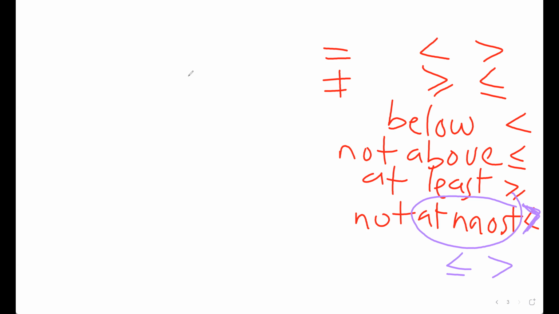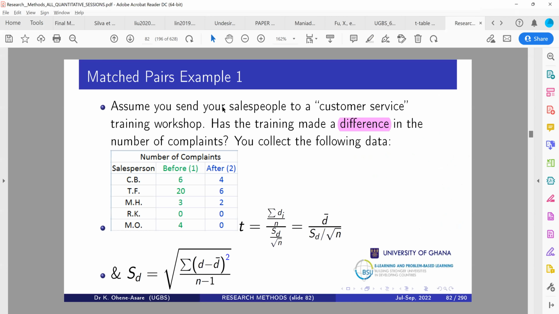Now let's go to step one in hypothesis testing by looking at a story. Assume you send your salesperson. In most countries, it is said that some salespeople don't do well. It is said the customer is king. If the customer is king, then the customer must be treated well. But there are some salespeople in your company who don't do well at all. They don't treat their customers very well. So there are a lot of customer complaints.